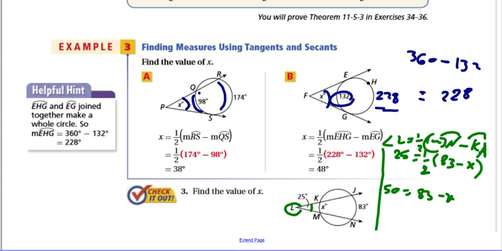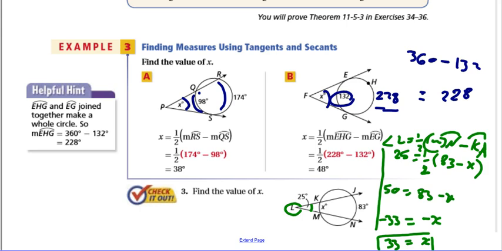Now subtract 83 from both sides, so it will be negative x equals 50 minus 83. 50 minus 83 will be negative 33. Multiply by negative 1, so x equals 33 degrees. This is the value of x, the measure of arc KM equals 33.